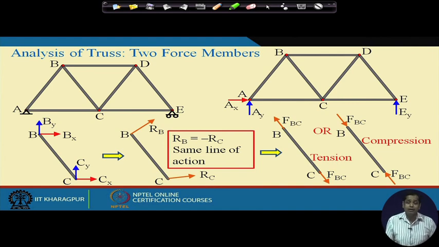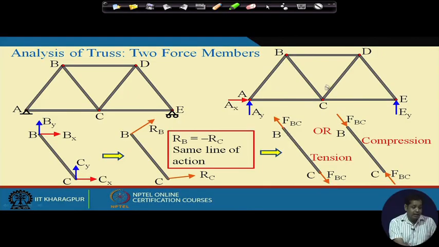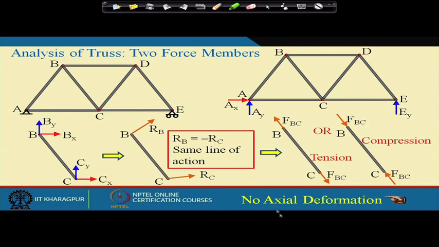Now, if you recall when we discussed internal forces in beams, the internal forces in beams are bending moment and shear force. We did not consider axial force in beams. Now, in a truss there is no bending moment and no shear force. The only force that each member in the truss is subjected to is the axial force, right. Another important assumption is that because of this axial force, the member itself does not undergo any deformation. There is no axial deformation in the member, right.